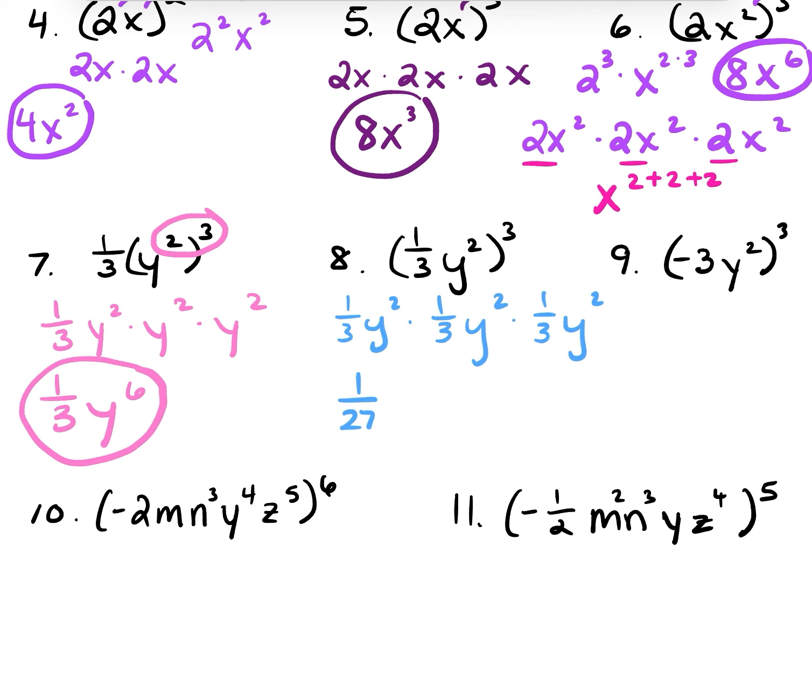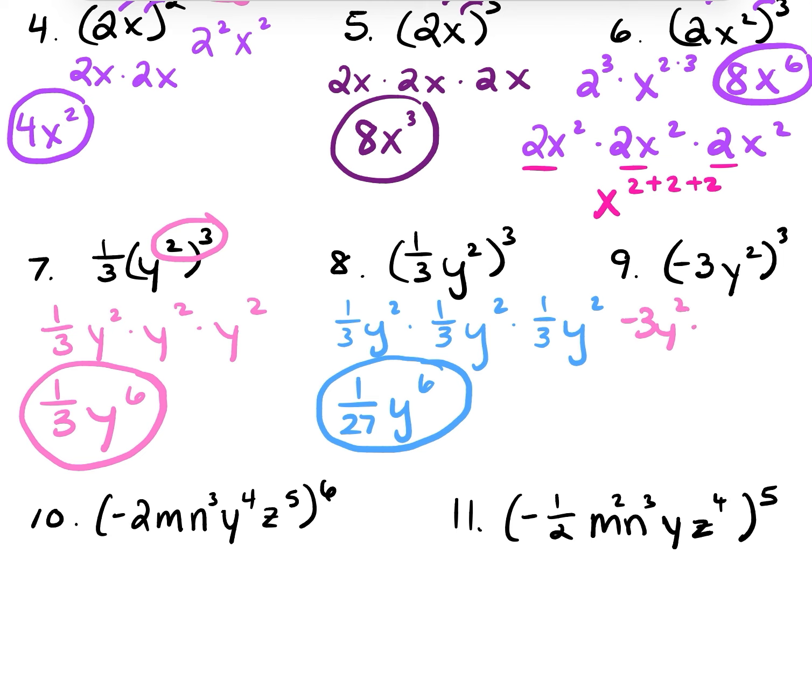And then the last one is not a fraction, it is a -3. -3y squared times -3y squared times -3y squared. -3 times -3 times -3. -3 times -3 is positive 9. Positive 9 times -3 is a -27. Y to the 6th.